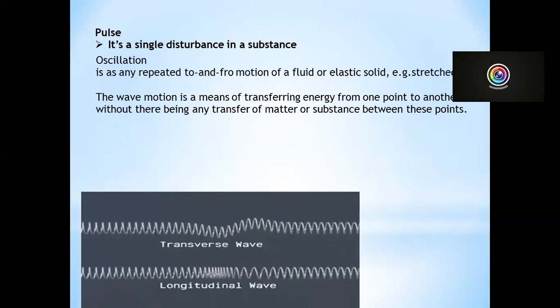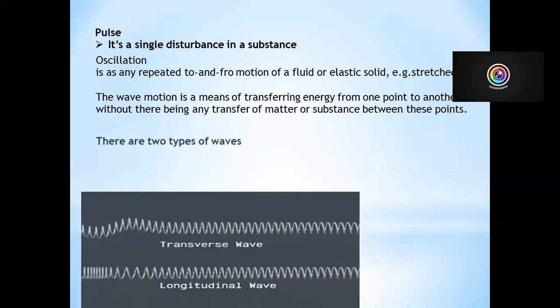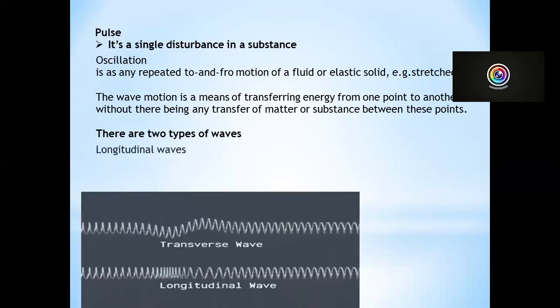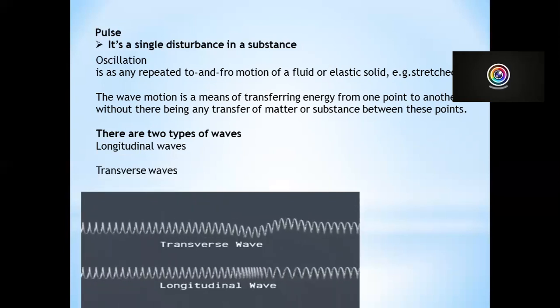Wave motion is a means of transferring energy from one point to another without there being any transfer of matter or substance between these points. There are two types of waves. One is called longitudinal waves, and two is called transverse waves.